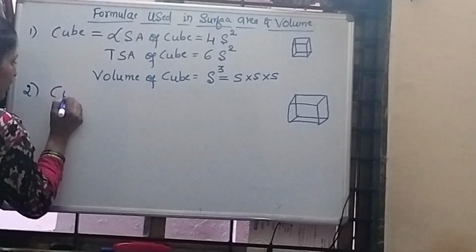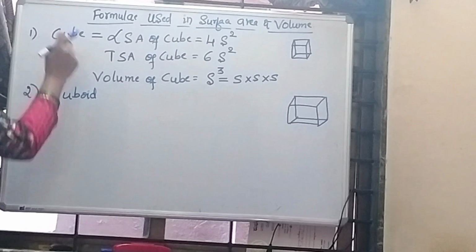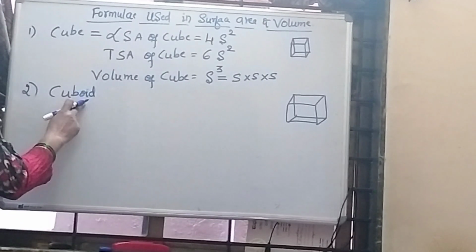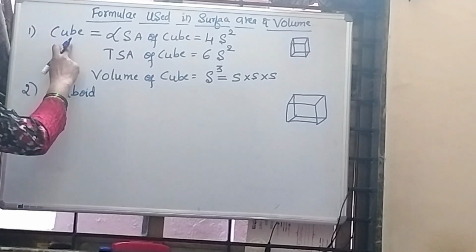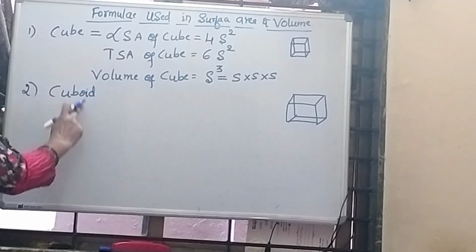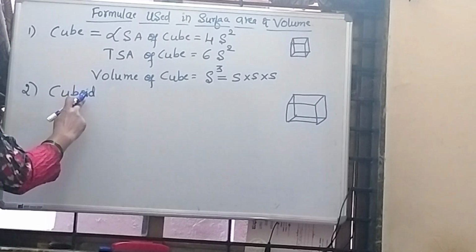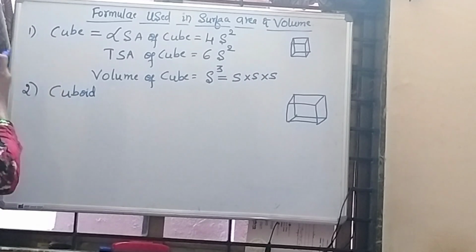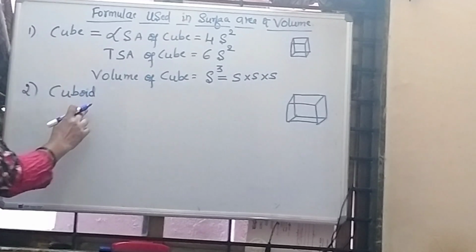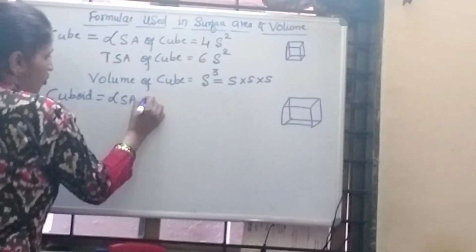Next we have cuboid. Students, the difference between cube and cuboid is that a cuboid also has 6 faces, and a cube also has 6 faces, but in a cube all the 6 faces are squares, while here the faces are rectangles. Only top and bottom will be the same, and the remaining 4 faces will be the same. They are rectangles. So we will now take the LSA of cuboid.